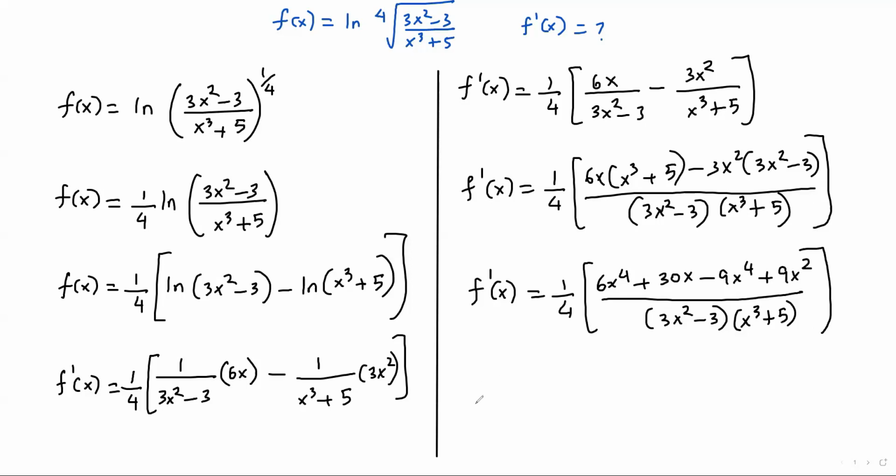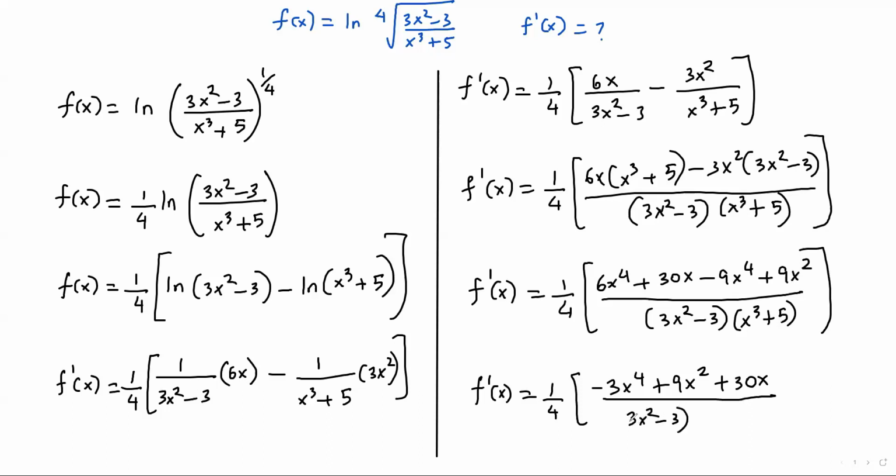Now f prime of x is equal to 1/4 of. I can combine 6x⁴ and −9x⁴, which will be −3x⁴. Then I write + 9x², then we have + 30x, over (3x² − 3) times (x³ + 5). Okay, let's continue on the next page.